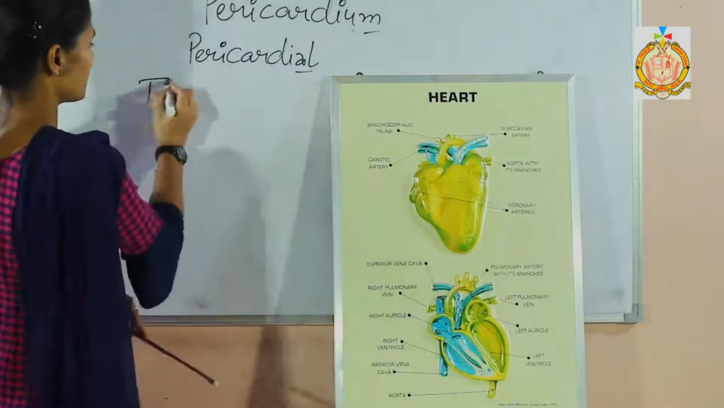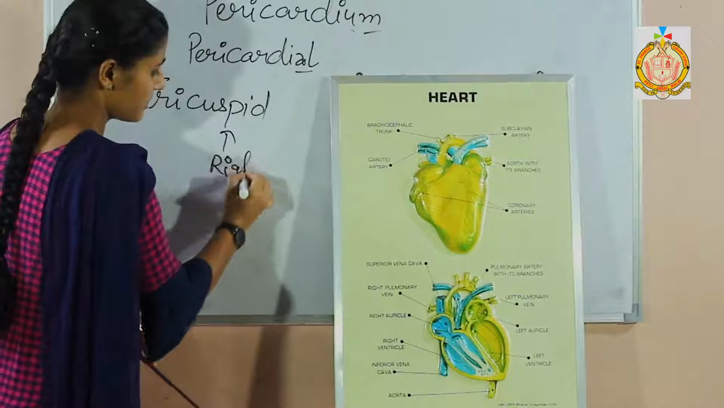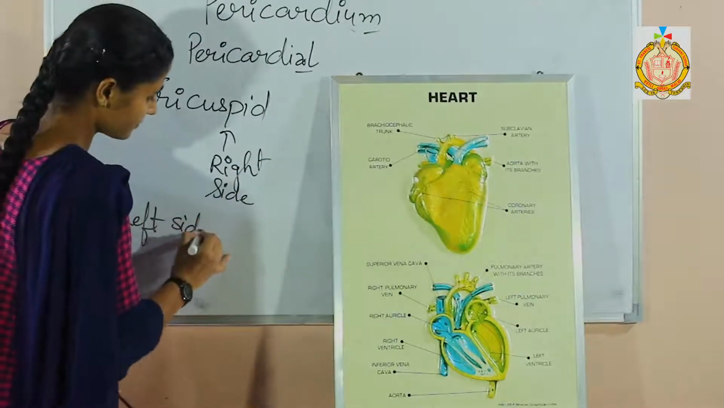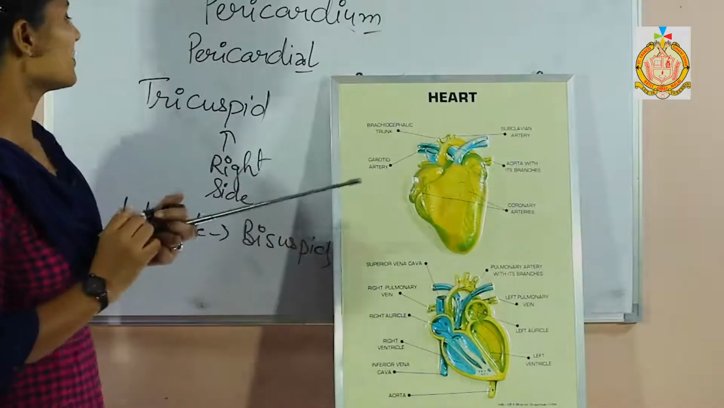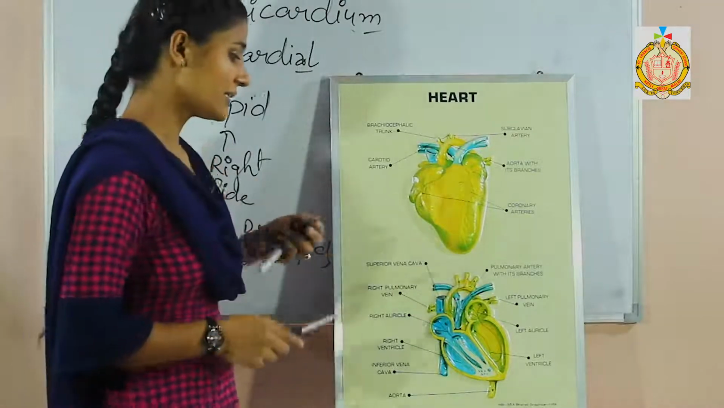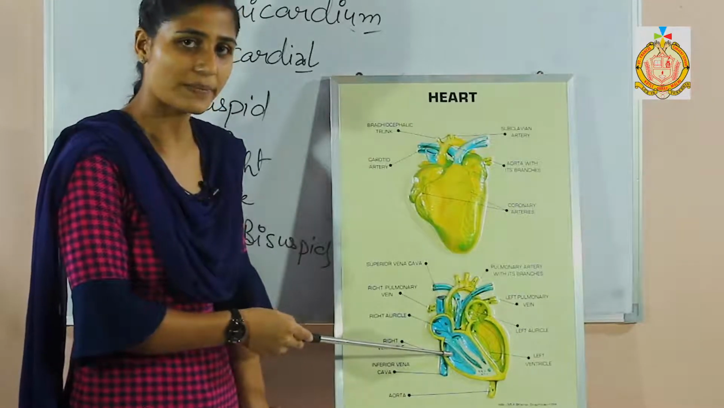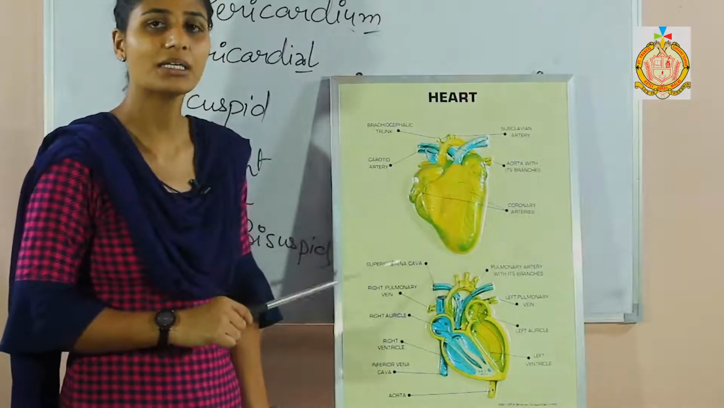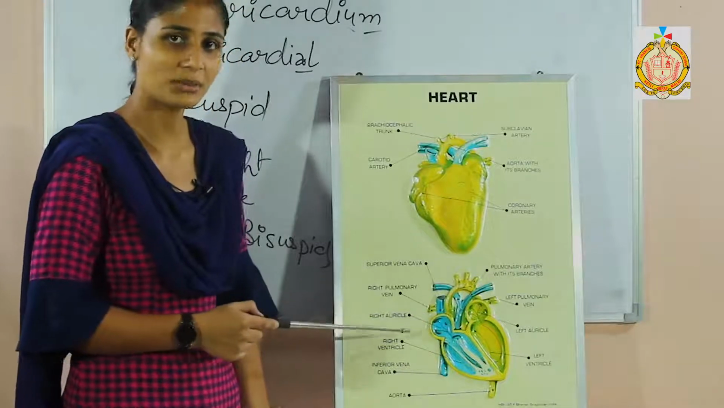Tricuspid on the right side, and bicuspid on the left side. Tricuspid has three cusps and bicuspid has only two cusps. By this difference, you can tell that the right side of the heart has deoxygenated blood. When I showed you this model of the circulatory system, I told you that we represent oxygenated blood with red color and deoxygenated blood with blue color.